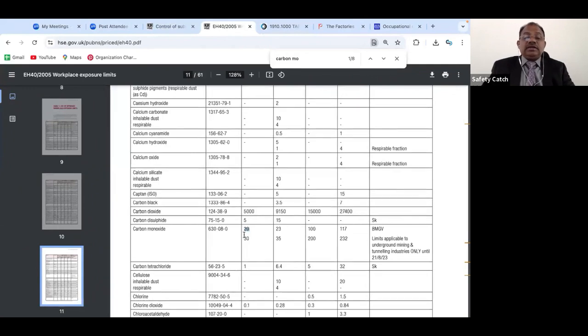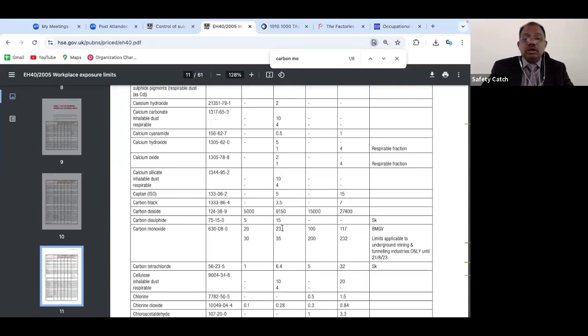Now you see here it is written 20 and at the bottom it is written 30. Why? Because that is allowed in the mining and tunneling industry only. So you will see towards the right it is given: this limit is applicable to underground mining and tunneling, because they are giving a little bit of allowance. Which means if you are working in an open area, you are allowed 20 ppm carbon monoxide, 8-hour TWA. If you are working in a mine or tunnel, 30 ppm is allowed. So that comes to 23 milligram per meter cube and 35 milligram per meter cube. They are just converting and giving it to you in milligram per meter cube also.